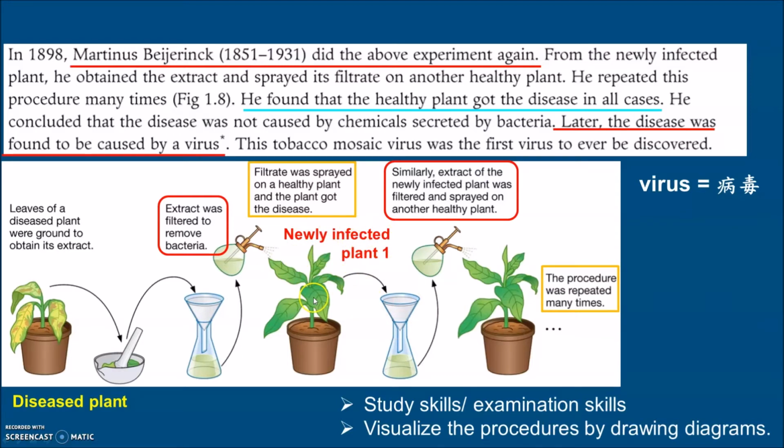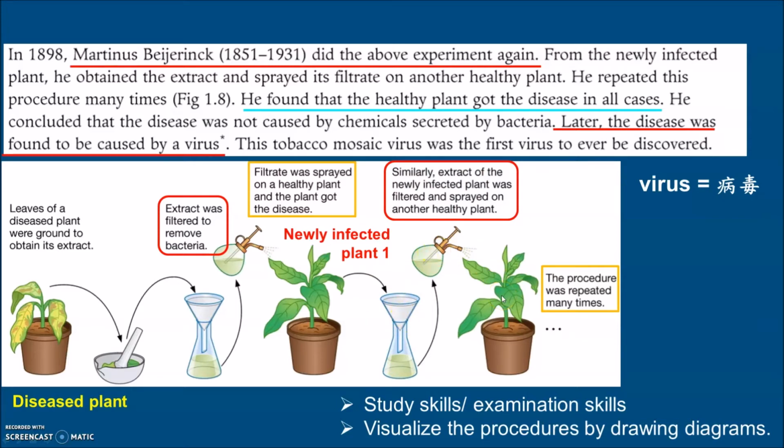And then for this newly infected plant 1, we also obtain the extract and then filter the extract and then spray the filtrate on another healthy plant. So we have similar procedures here. We extract it, and then we filter it, and then we spray it on the healthy plant.